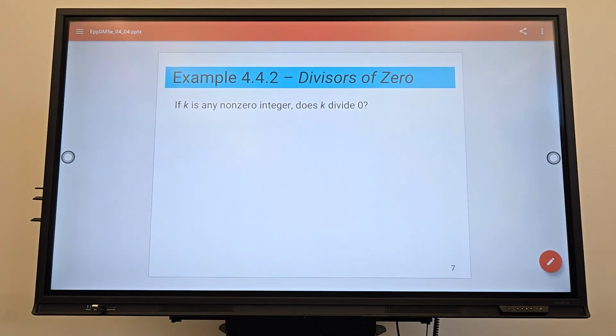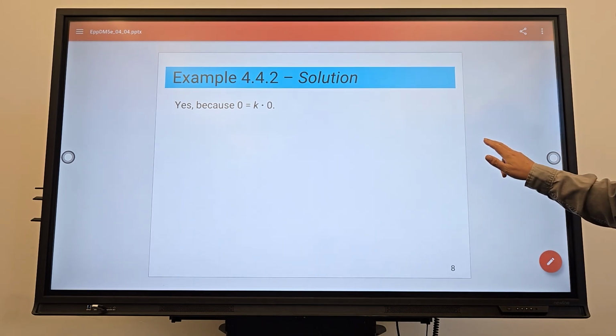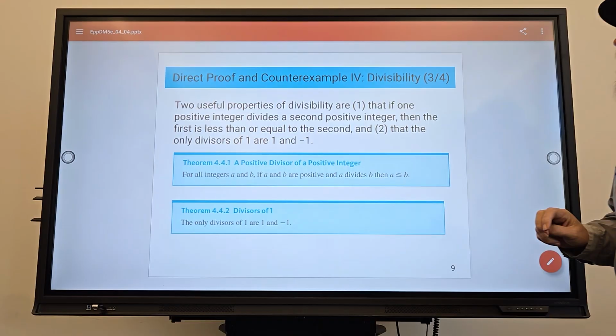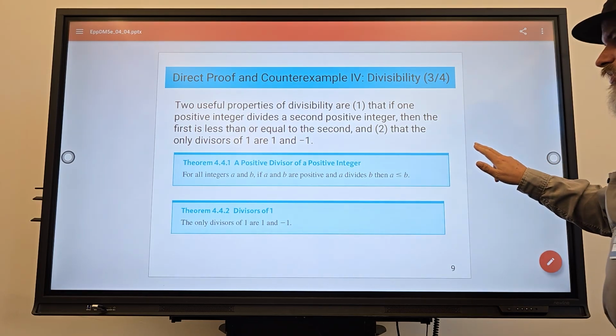If k is any non-zero integer, does k divide 0? Yeah, because 0 times k is 0, so k divides 0. Two useful properties of divisibility are, one, that if one positive integer divides a second positive integer, then the first is less than or equal to the second, and two, that the only divisors of 1 are 1 and negative 1.